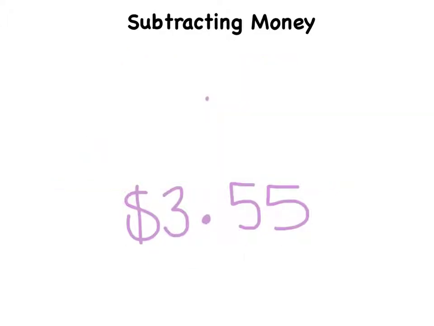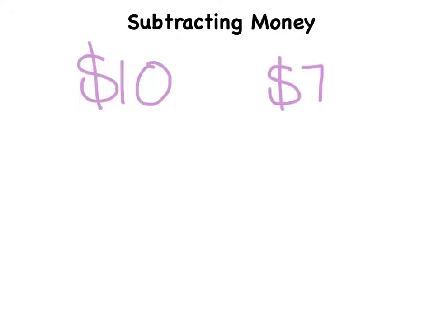So let's work through another example. This time we might use a mental strategy to help us to subtract money. So say for example, I had $10 for my pocket money. I've gone to the newsagent and I've bought a magazine which cost me $7.15. So maybe my question is, how much change would I have?